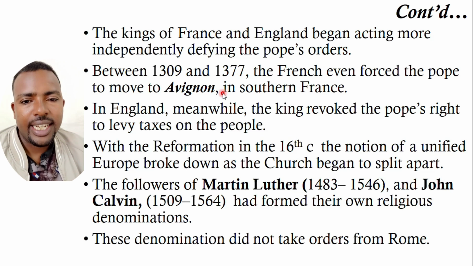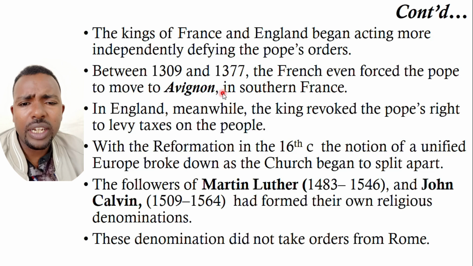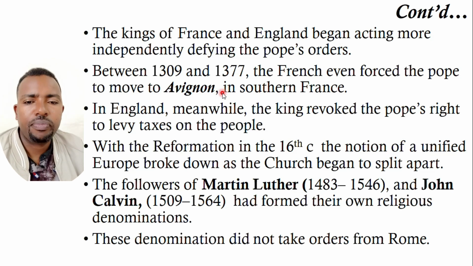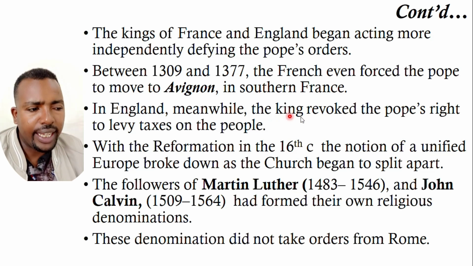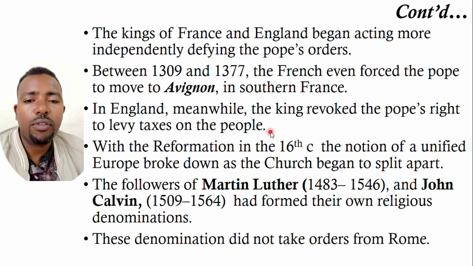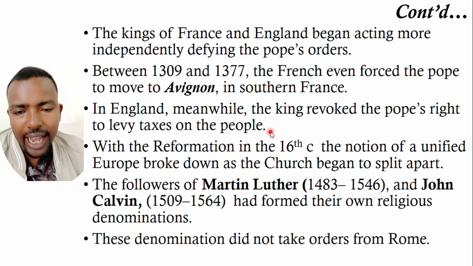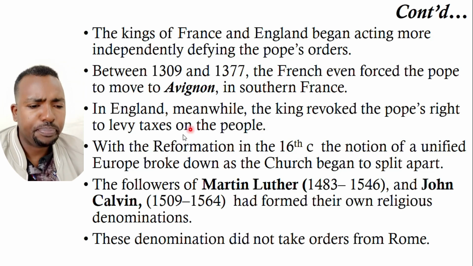It was under their direction and guidance that the popes were locating themselves. Popes no longer had authority to decide about the politics of the nation. They were no longer autonomous. Rather, kings were influencing them. In England, meanwhile, the king revoked the Pope's right to levy taxes on the people. Previously, it was the Pope who collected taxes from people. The power of collecting tax was revoked from the Pope by the king. This indicates the decline of the Pope's power. The role of the Pope in the politics of the nation was coming to an end.